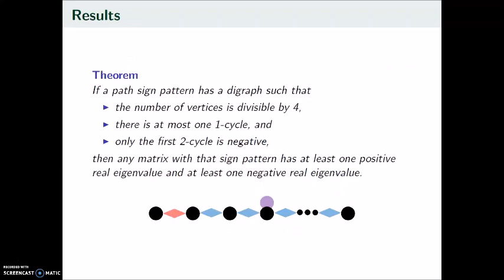The next one is a little bit of a mouthful, but sort of elegant to see. Suppose you have a path sign pattern. What does that mean? It just means you have a whole bunch of vertices and they're just connected in a line by 2 cycles. There are no 3 cycles or 4 cycles or anything like that. If you have a number of vertices that's divisible by 4, and there's at most one 1 cycle on the way, could be anywhere on any of the vertices, but there's at most one of them, and only the first 2 cycle is negative, then any matrix that has that sign pattern has at least one positive real eigenvalue and at least one negative real eigenvalue.